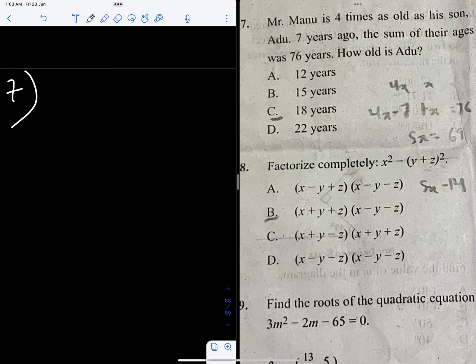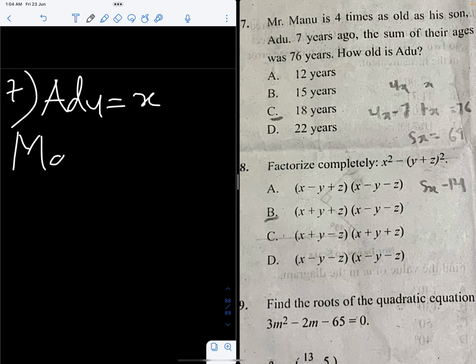Mr. Mano is 4 times as old as his son, Adu. 7 years ago, the sum of their ages was 76. How old is Adu? Okay, that's a piece of cake. This is a question the primary five pupil will find very simple. Now let's start. We write the age of the younger person. Let Adu's age be X.